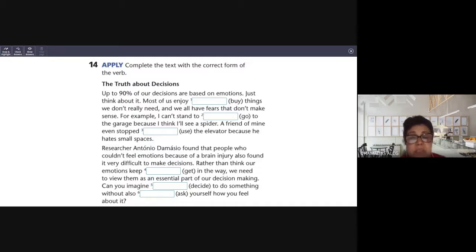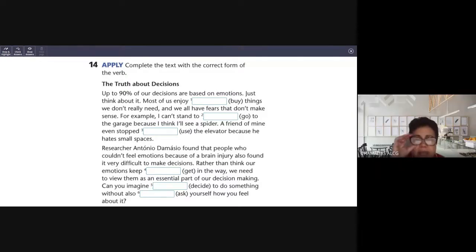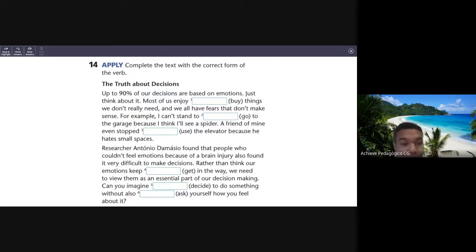Would you like to read, Mateus? I can do it. Okay. Don't you want to do it, Giovanna, Amanda, Joyce? Because I read English a lot, but I can read it. It's okay. Go ahead. Thank you. The truth about decisions.